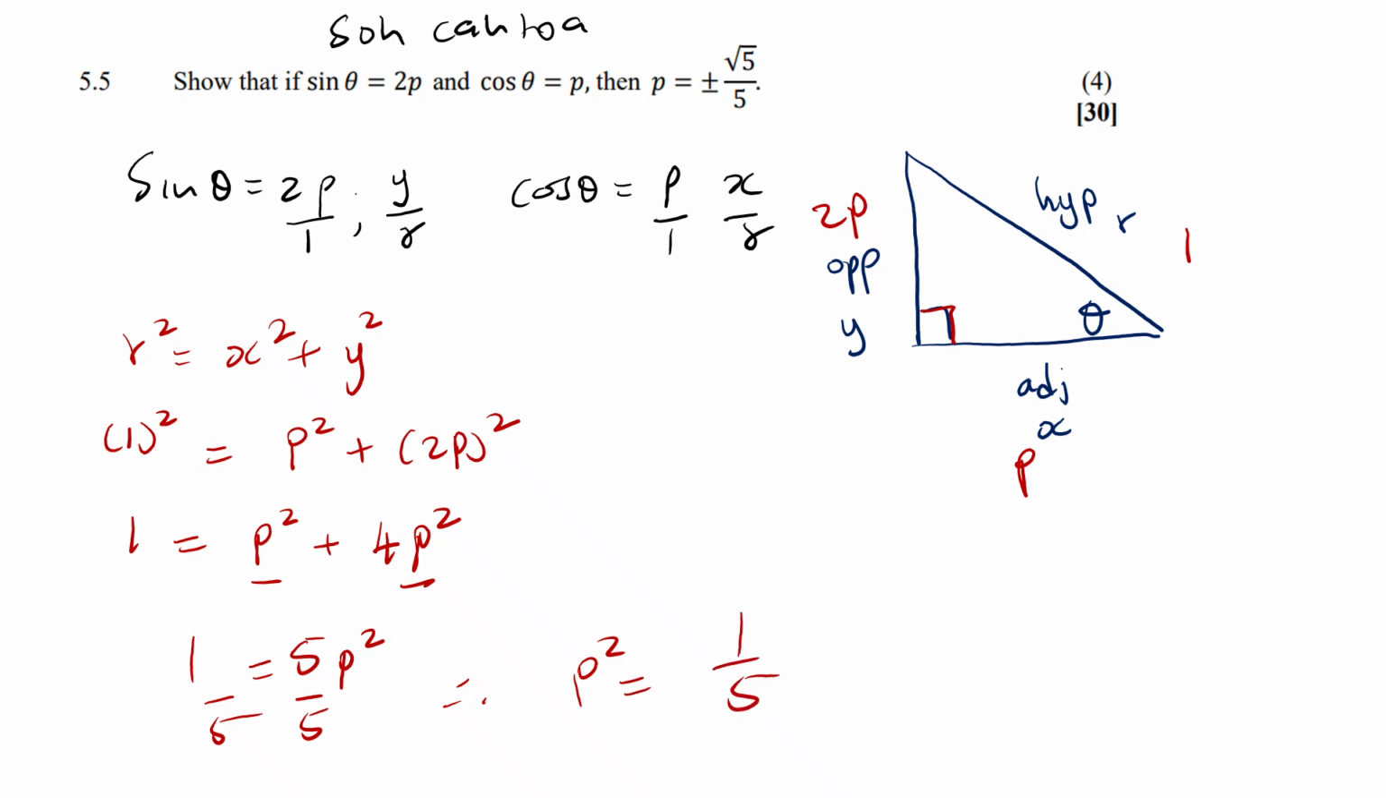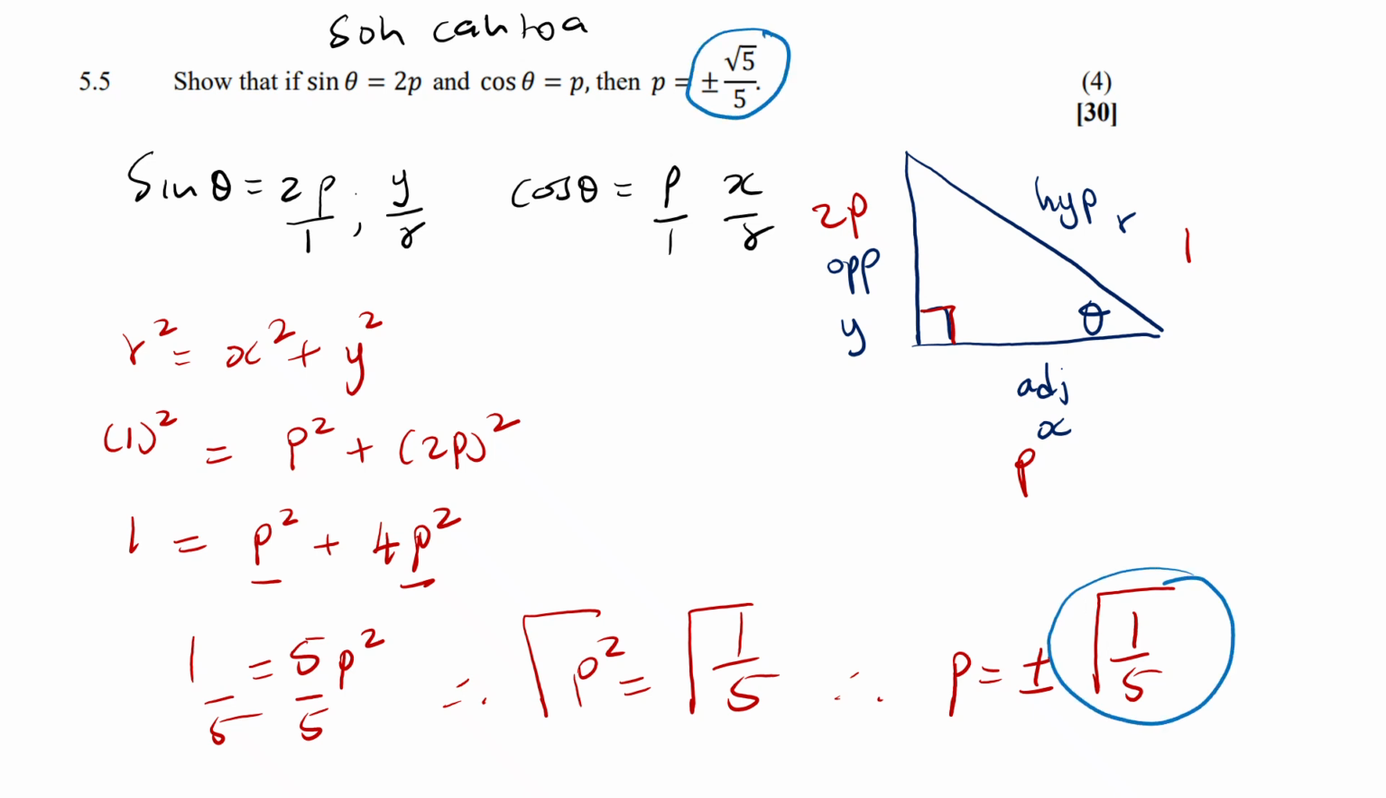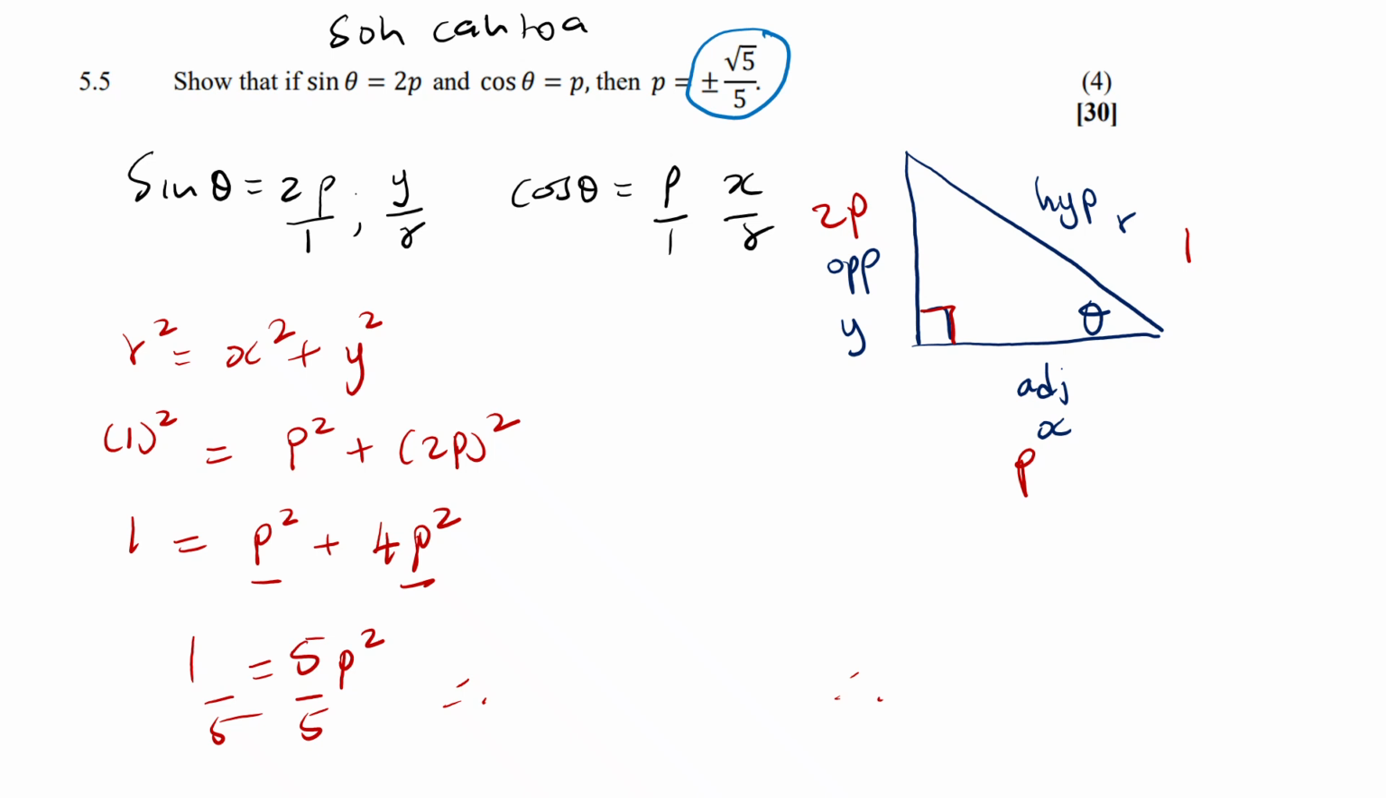Now, when I square root both sides, I'm looking for p. Look at what p equals: plus or minus the root of 1 over 5. Then, can you see, you're going to ask yourself, is this answer the same as this one? Nope. Those two are not the same. Then you're going to ask yourself, how can I make these the same? Let's try to simplify this p further and see what we get.